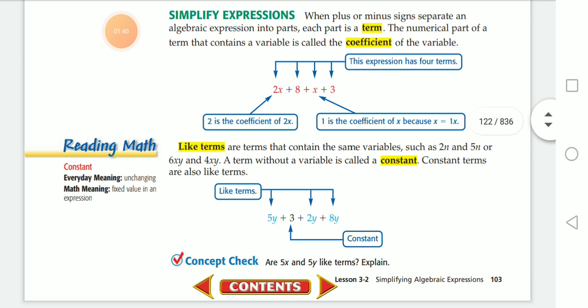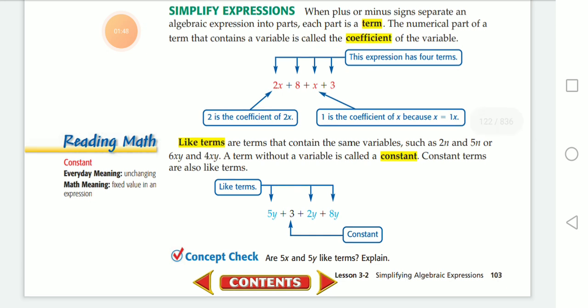Simplify expressions. When plus or minus signs separate an algebraic expression into parts, each part is a term. The numerical part of a term that contains a variable is called the coefficient. It's called what? The coefficient of the variable.